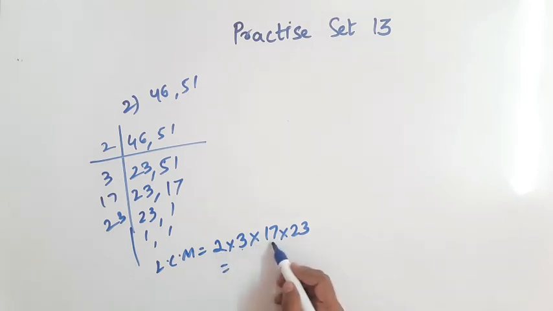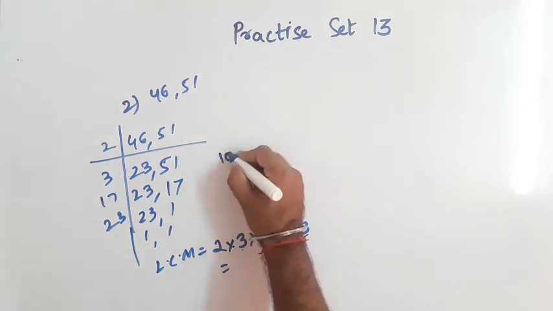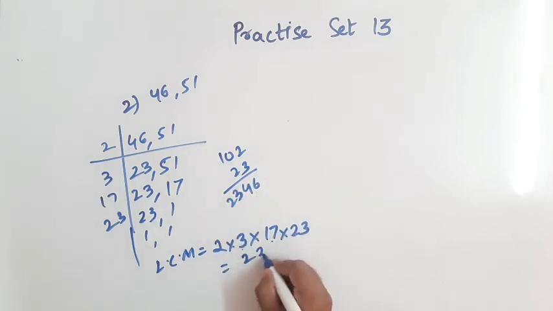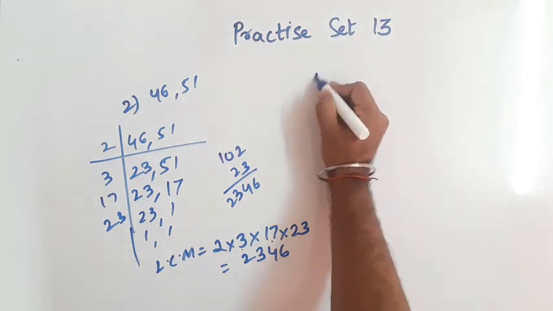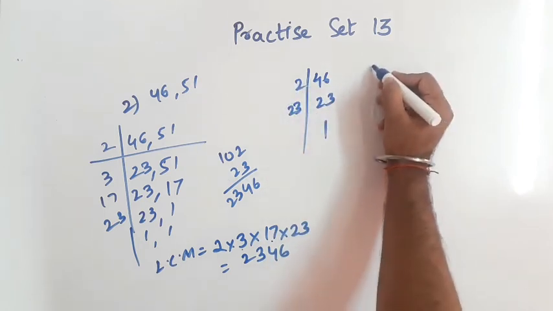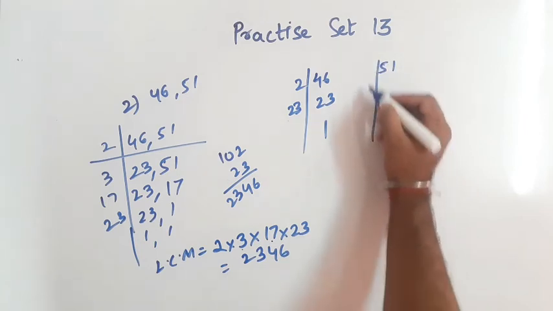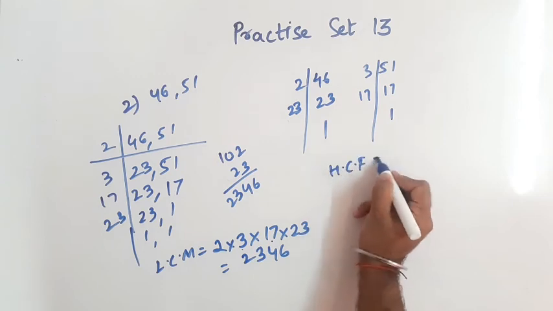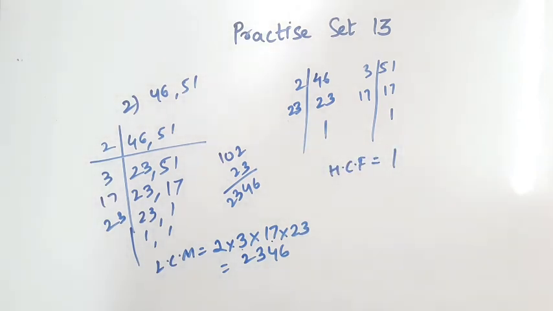2 3s are 6, 17 6s are 102. 102 multiplied by 23: 23 2s are 46, 23 ones are 23. So it is 2346. Okay, now we will find the HCF. 46: 2, 23, 23, 1. 51: 3, 17, 17, 1. You can see there is nothing common, so HCF is 1.